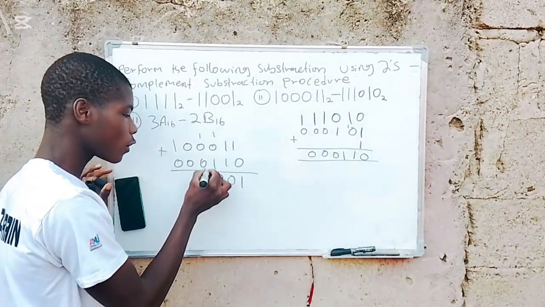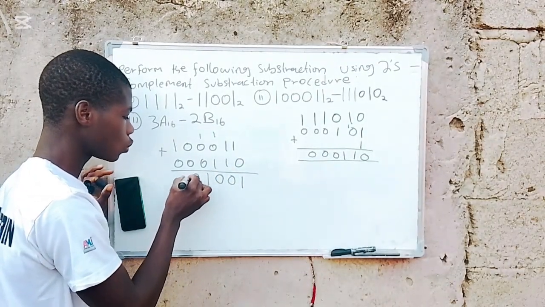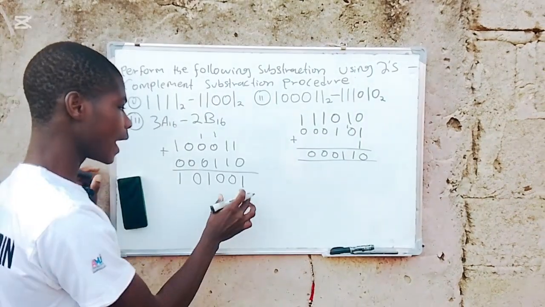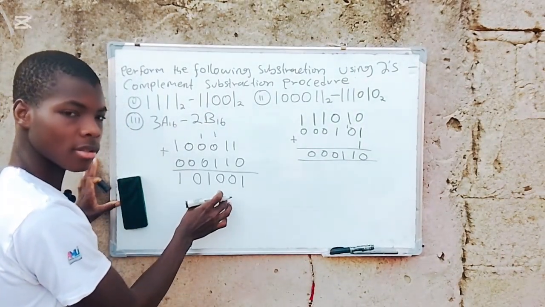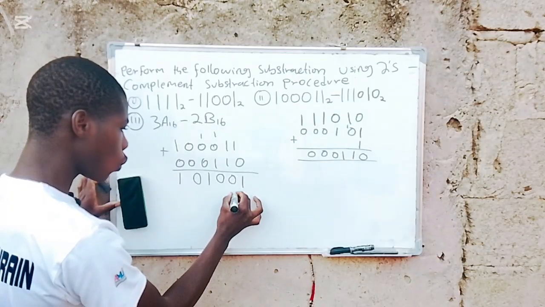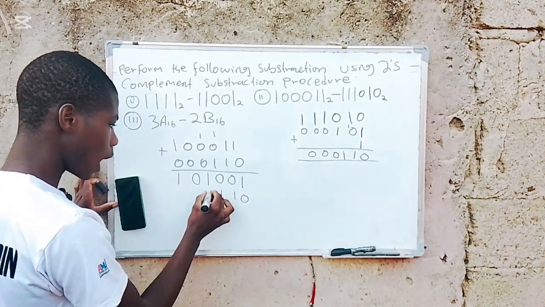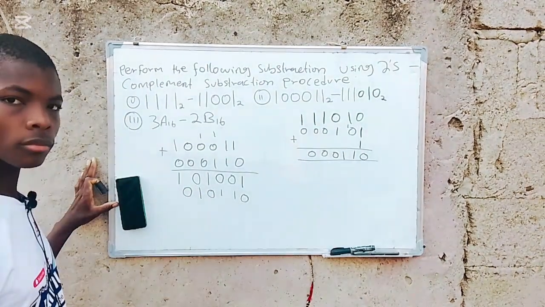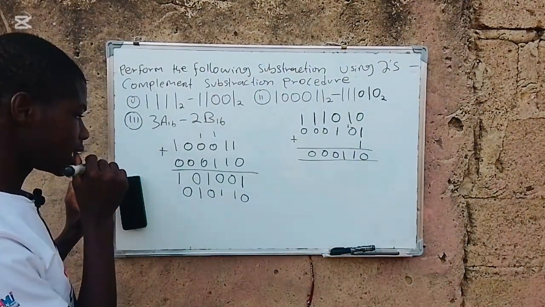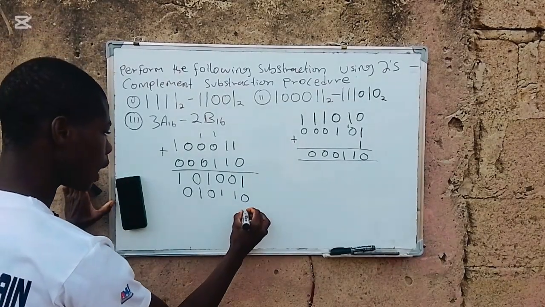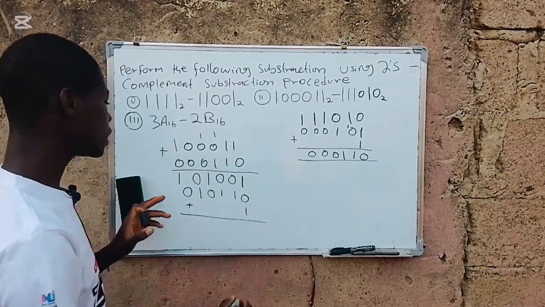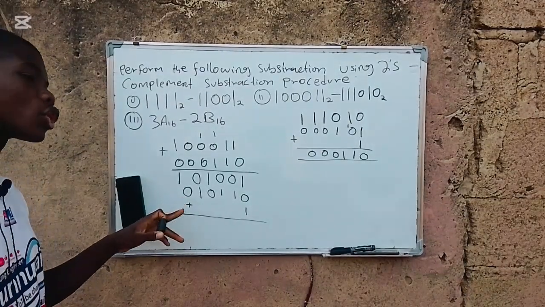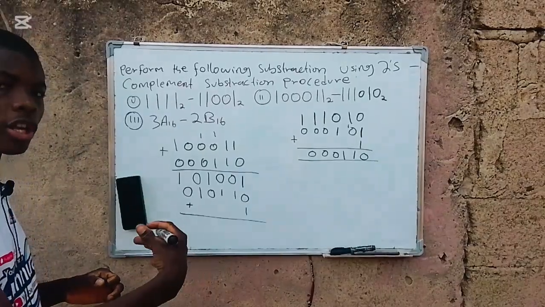0 plus 0 is 0, and 1 plus 0 is 1, which gives 0 and 1. The next thing I have to do is find the first complement of this solution, so it becomes 0, 1, 1, 0, 1, 0. Then I add 1. As you can see, this ends with 0. If it ends with 0, it shows that your result is negative.